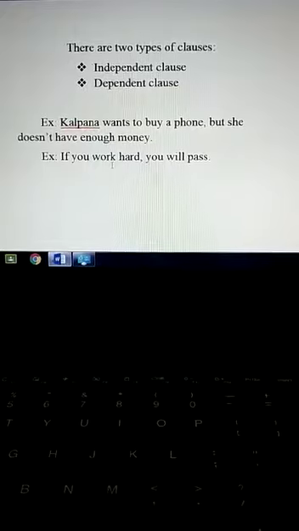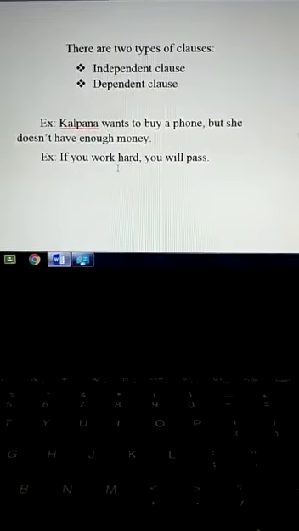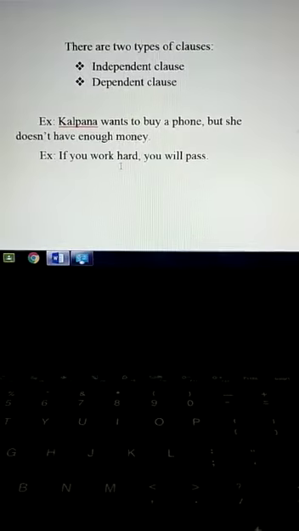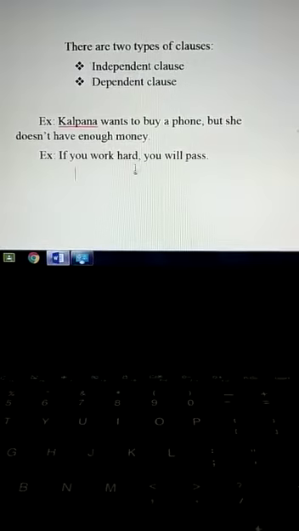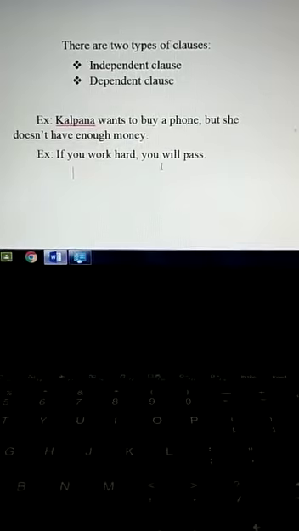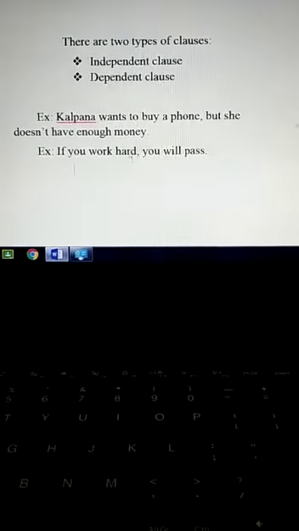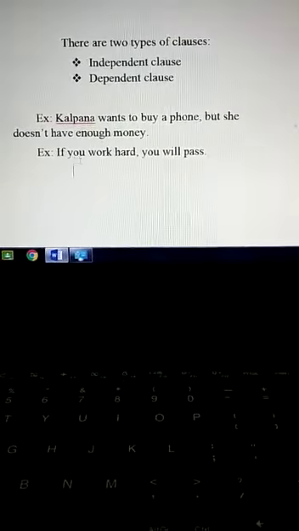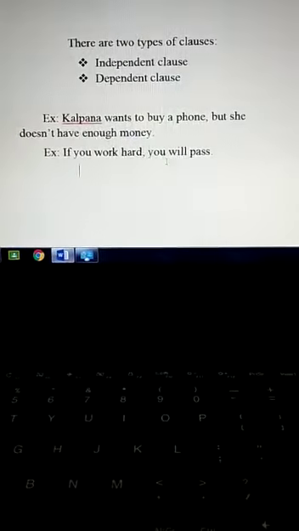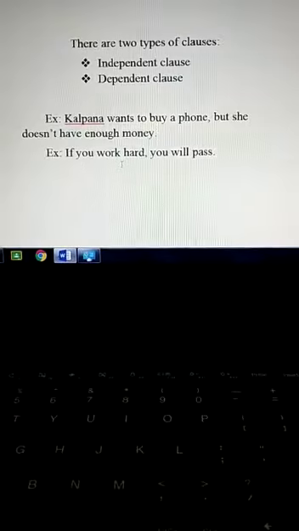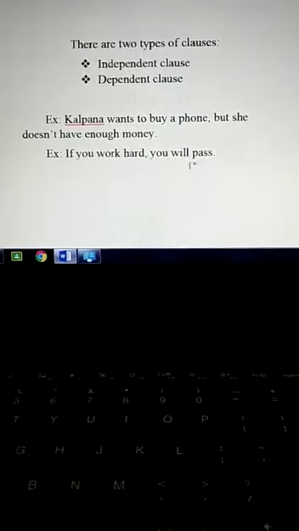But if you work hard, this clause, if it stands alone, will not give meaning. So, it is depending on this main clause, this independent clause, and then only it will be a meaningful sentence. So, if you work hard, you will pass. Here, if you work hard is the dependent clause, you will pass is the independent clause.